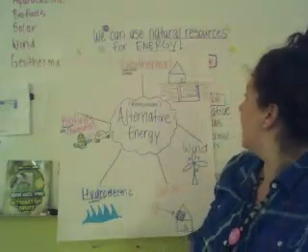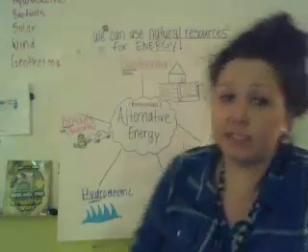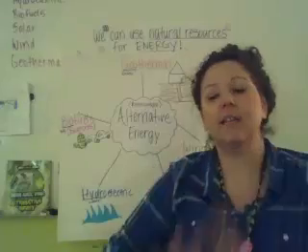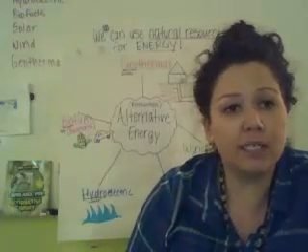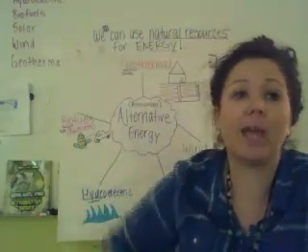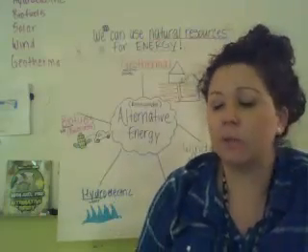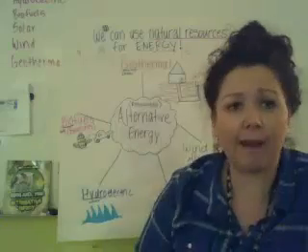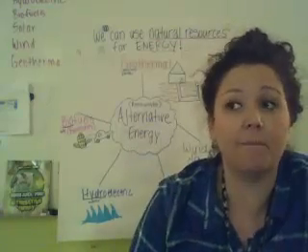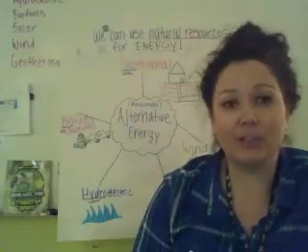And then the last one is wind. You guys are very familiar with wind. You see those big white fan looking things, and we know that wind energy is produced from moving air through a wind turbine. The wind hits the blades, spins the turbine. The turbine is attached to a generator, which will then generate electricity that we can use in our homes.